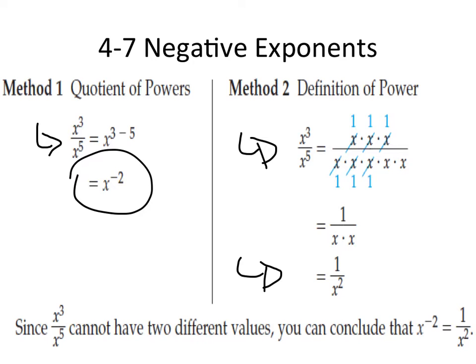Two different answers, two valid methods. So since x cubed divided by x to the fifth cannot have two different values, you can conclude that x to the negative 2 power is the same thing as 1 over x squared.